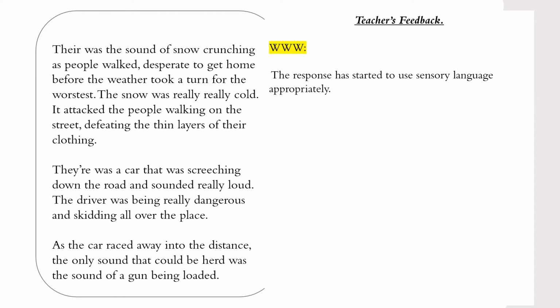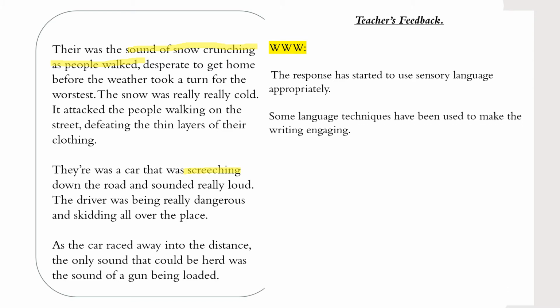The first thing they've identified is that the response has started to use sensory language. We can see that when we look at the response, the very first line in fact: the sound of snow crunching as people walked. That does work quite well, especially when you think about the sound that we looked at in a previous part of the video. We also have the car screeching down the road. That's quite effective there in that sensory language. Not only is it telling us that the car is being quite loud, but also that word screeching is really effective in being able to tell us the sound that's being made.